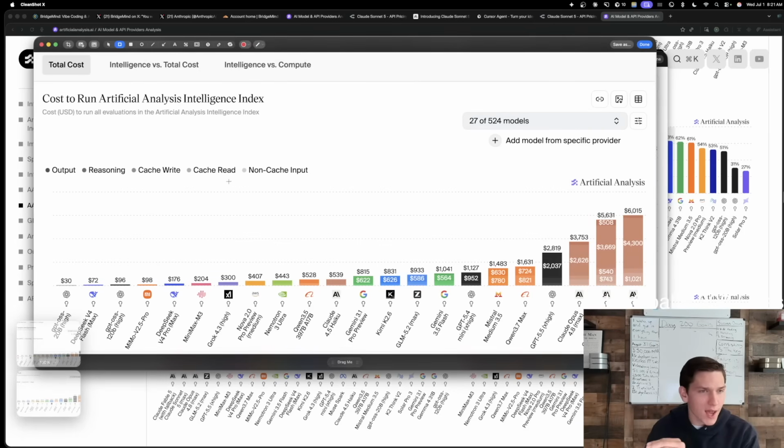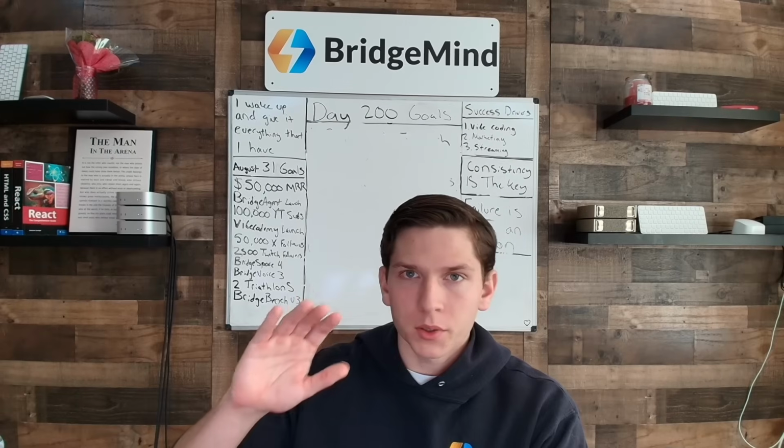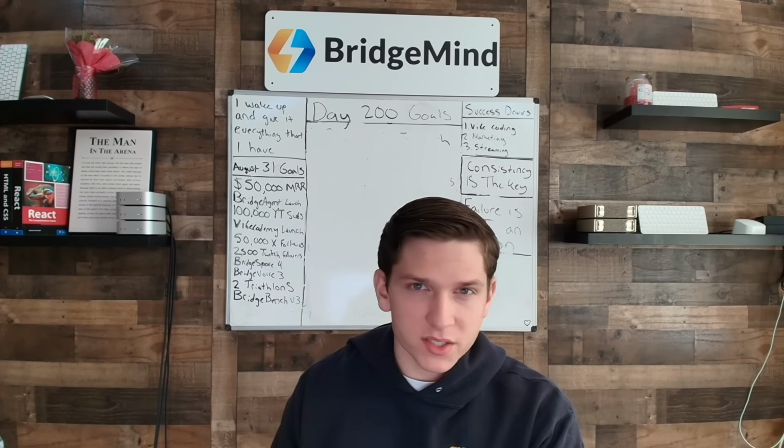And then if you look at the actual total cost to run the Artificial Analysis Intelligence Index, Sonnet 5 was even more expensive than Fable 5. So the cost efficiencies are completely out the window. You are not saving any money by using Sonnet 5.